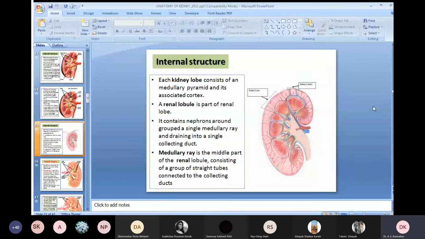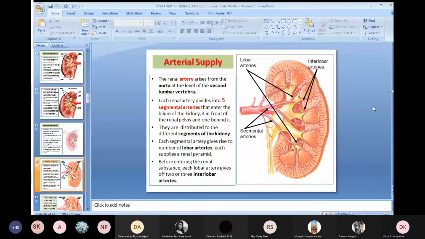Now this is about the internal structure. Coming to the blood supply: what is the blood supply of the kidney? It is the renal artery, that is the right and left renal arteries, which are branches coming from the descending aorta. First we'll understand the diagram, then it will become easy to understand the blood supply.